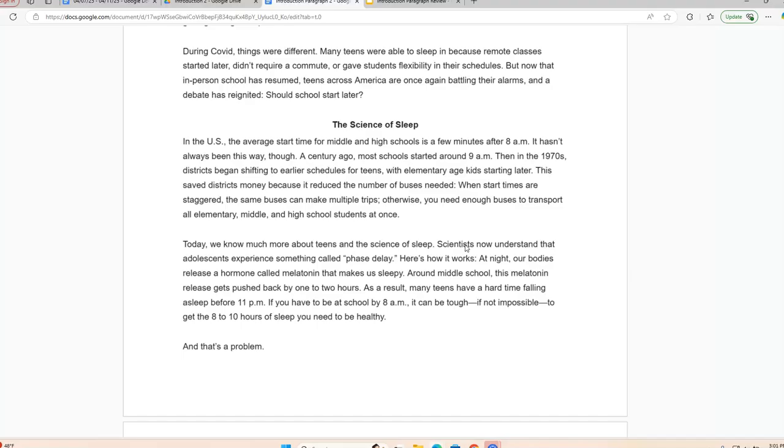Today, we know much more about teens and the science of sleep. Scientists now understand that adolescents experience something called phase delay. Here's how it works. At night, our bodies release a hormone called melatonin that makes us sleepy. Around middle school, this melatonin release gets pushed back by 1 or 2 hours. As a result, many teens have a hard time falling asleep before 11 p.m. If you have to be at school by 8 a.m., it can be tough, if not impossible, to get the 8 to 10 hours of sleep you need to be healthy.